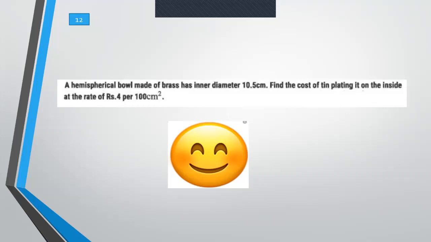A hemispherical bowl is made of brass, has inner diameter 10.5 centimeter. Find the cost of tin plating it on the inside at the rate of rupees 4 per 100 centimeter square. So what you have to find out, try to understand. That's a curved surface area of a hemisphere. Do it. Understand the question, it's just given inside. It might be given both the sides. It is tin plated, okay? So it will become twice of the area that you get. Chalo, do it.